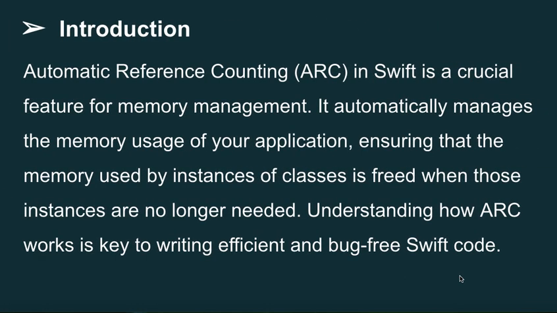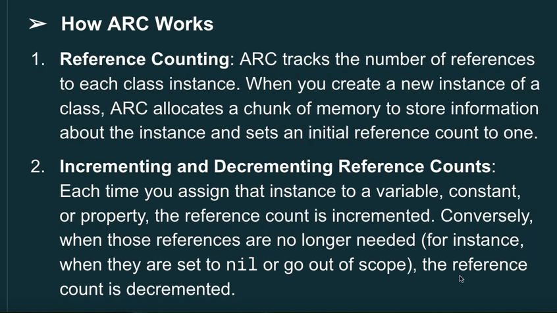Introduction. Automatic Reference Counting, ARC, in Swift is a crucial feature for memory management. It automatically manages the memory usage of your application, ensuring that the memory used by instances of classes is freed when those instances are no longer needed. Understanding how ARC works is key to writing efficient and bug-free Swift code.